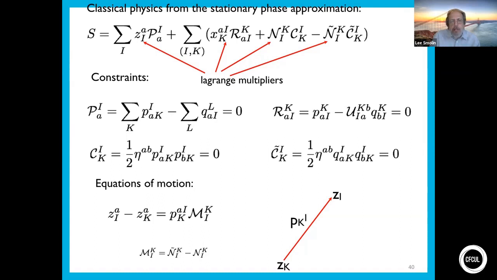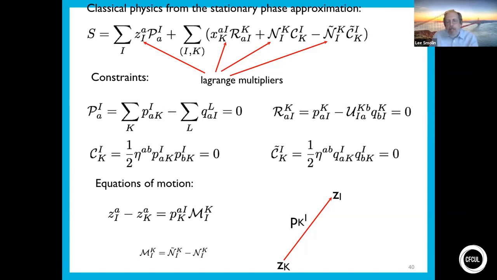Basically we look at the equations of motion, and when we look at the equations of motion, we notice this equation at the bottom left, that the difference between the Lagrange multipliers for two events that are connected by a causal link, Zi and Zk, connected by the causal link Ki, have a momentum pki, and the equations of motion of stationary phase tells us that the difference between those Lagrange multipliers is proportional to the momentum times some Lagrange multiplier that is some arbitrary scalar quantity for each link.